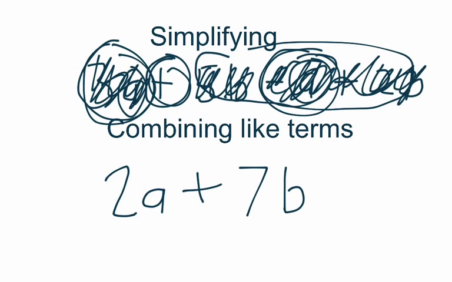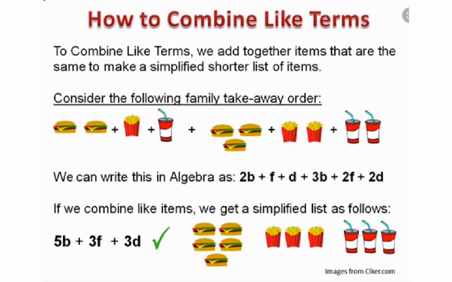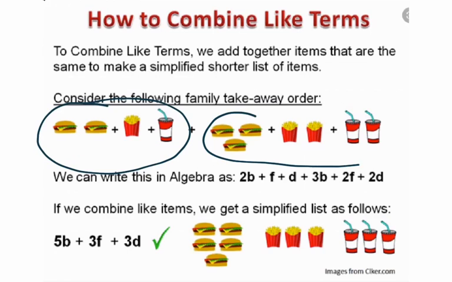Okay, now I'm going to show you something on another page that should make this a little bit easier to understand. So here's kind of a visual of how we combine our like terms. So we're going to add items together to make them simpler. So let's say that we are ordering food. Let's say that this is one person's order. He's going to order 2 hamburgers, a French fry, and a drink. Then another person is ordering for 2 people, so he is going to order 3 burgers, 2 fries, and a drink.